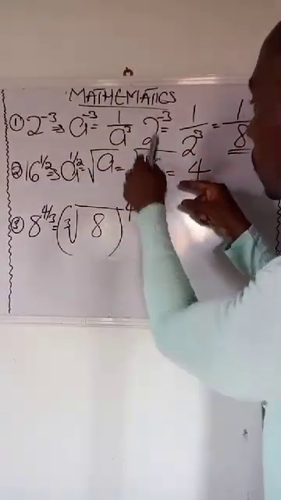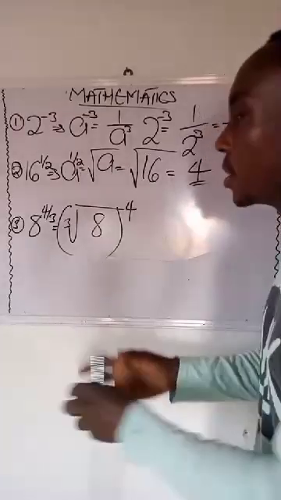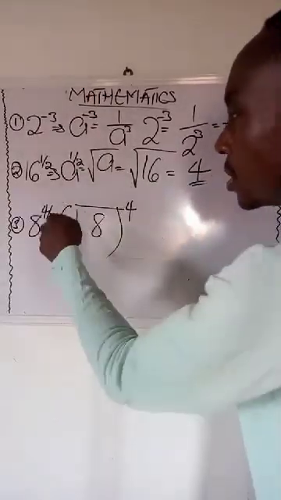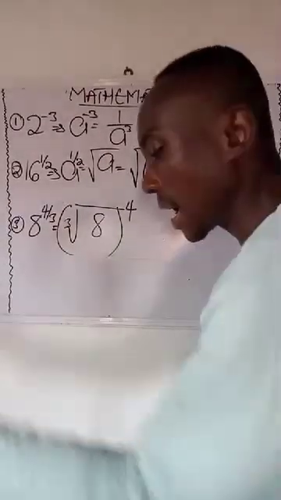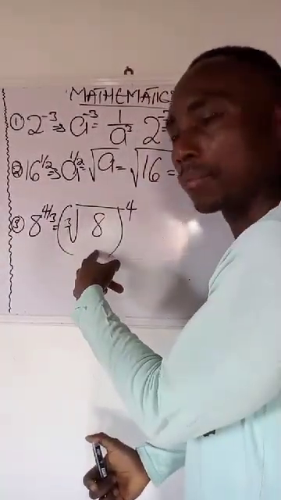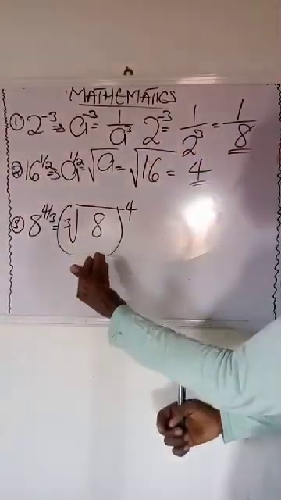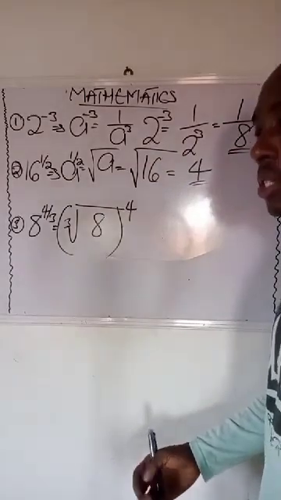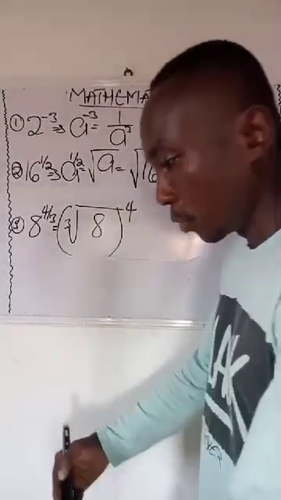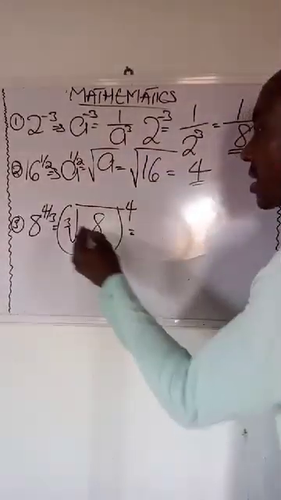The square root of a number is a number that can multiply itself twice. The cube root of 8 is a number that can multiply itself 3 times that will give you 8. So if the cube root of 8 is 2, what am I insinuating? You are going to have 2 times 2 times 2. So the cube root of 8 is equal to what?